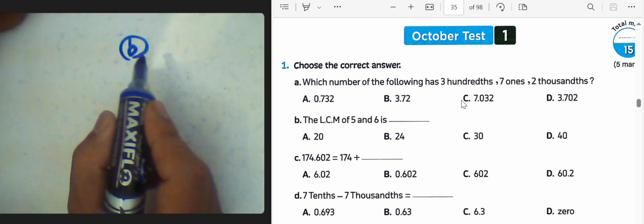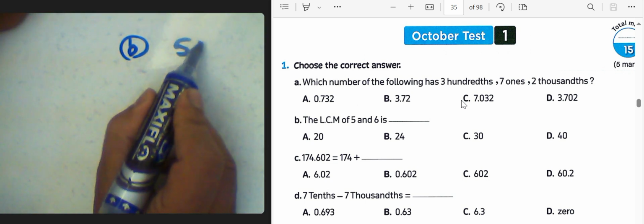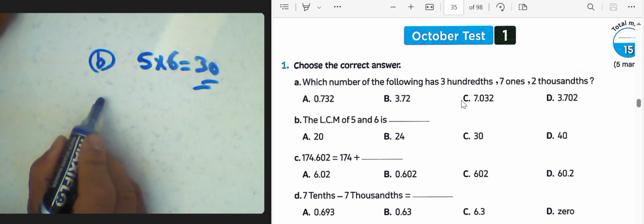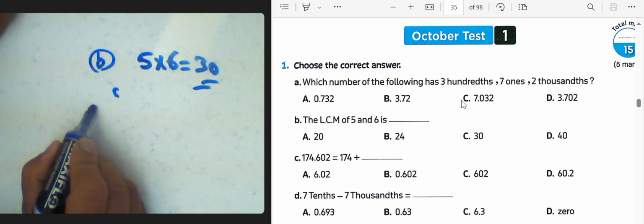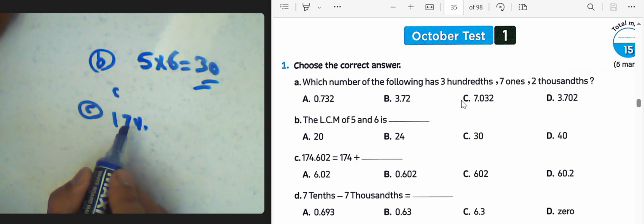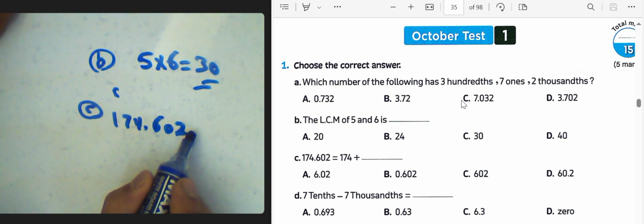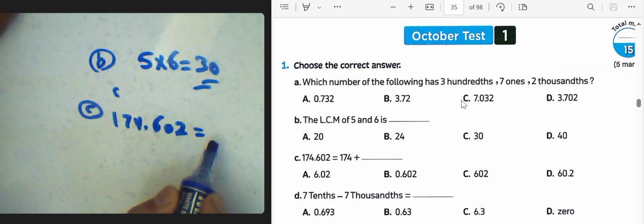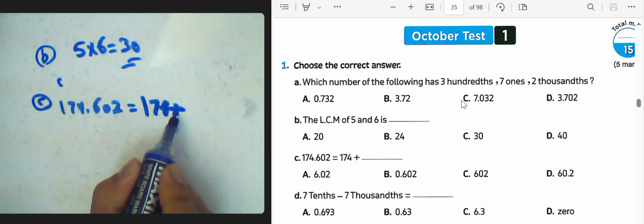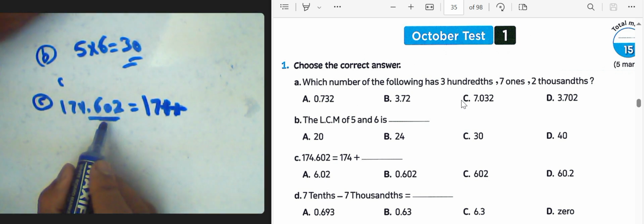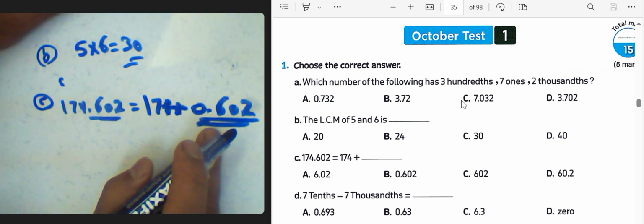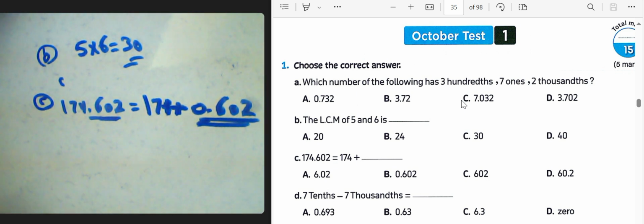The least common multiple of 5 and 6, we can find the product. 5 times 6 equals 30. Letter C. Question C. 174 and 602 thousandths. It will be 174 plus what we can write, 602 thousandths. Write this number in the space. Okay. Choose letter P.